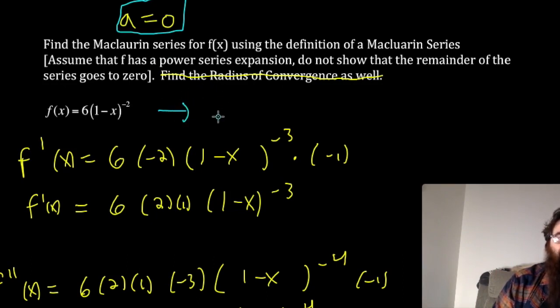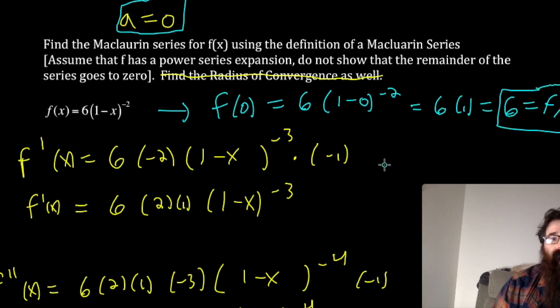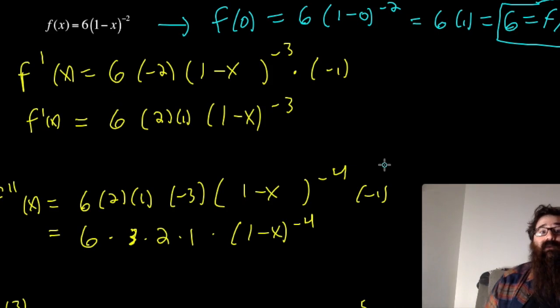So if I go to f of x and I evaluate f at 0, that means plugging 0 in for x. I get 6 times. Here I have 1 minus 0 to the power of minus 2. Or that's 6 times 1 to the power of minus 2. 1 to the power of minus 2 is really just 1. So 6 times 1. So this gives me 6 for f at 0. So f at 0 is 6. And I want to do this with my derivatives.